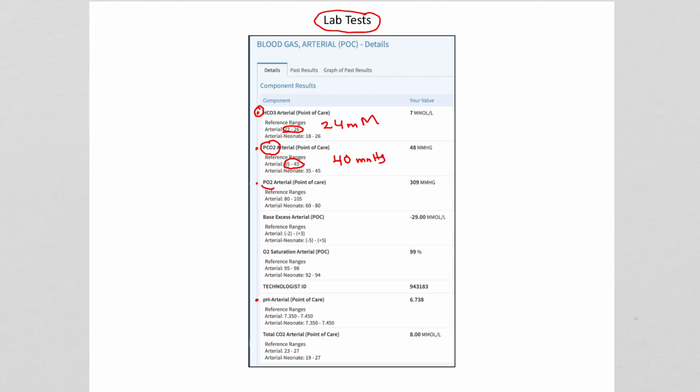The PO2 concentration, 80 to 105. And another important lab test would be the pH. Blood pH is 7.35 to 7.45, so that's around 7.40. So we will use these values of bicarbonate, the PCO2, as well as the pH in future videos where we'll talk about the acid-base status of patients in health as well as in disease.